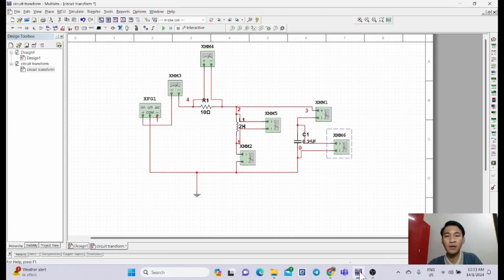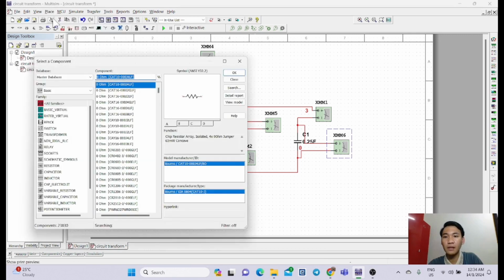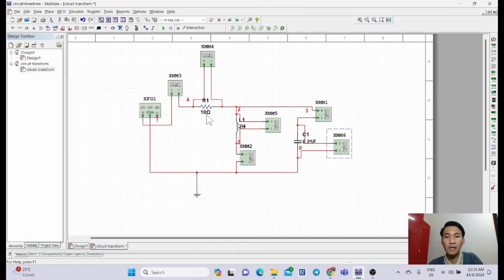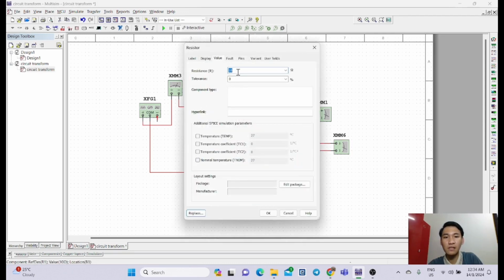Hi, now I will explain how to do the simulation for our circuit. So we decided to use Multisim as our platform to simulate our circuit. Firstly, we can find all these components, which are resistor, inductor and capacitor, at place component, and we can search here for resistor or inductor or capacitor. After that, we change the value of resistor, which is 10 ohm, inductor 2 Henry, while the capacitor is 0.25 Farad. To change it, we can double click on the component and insert our value.